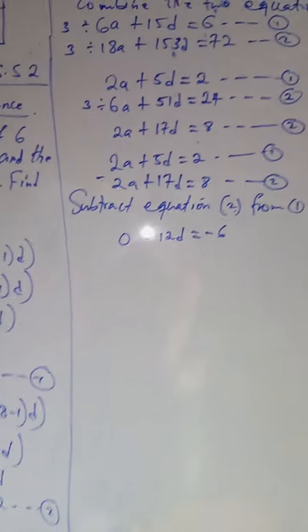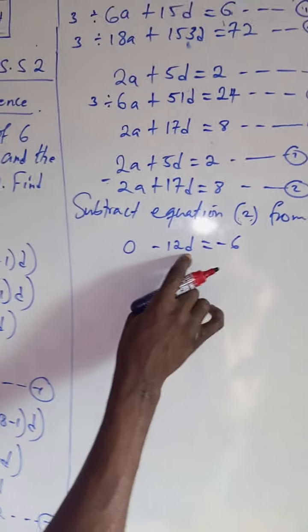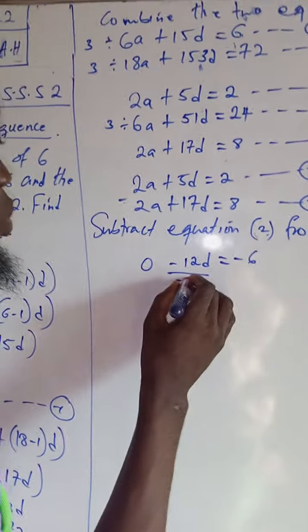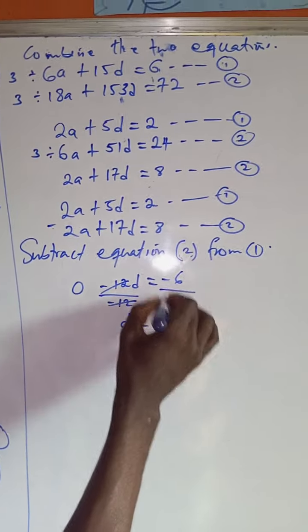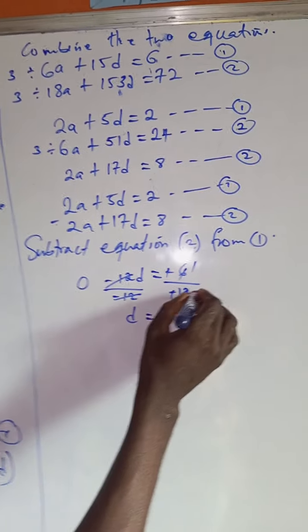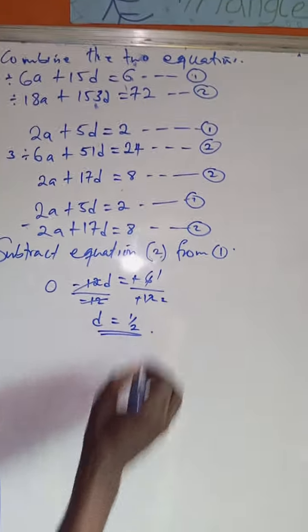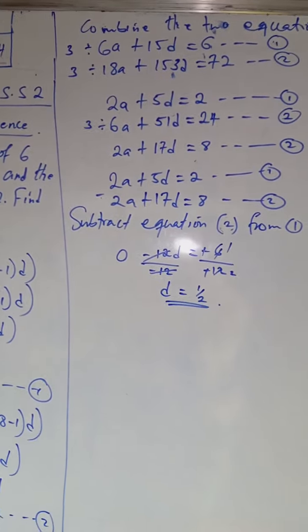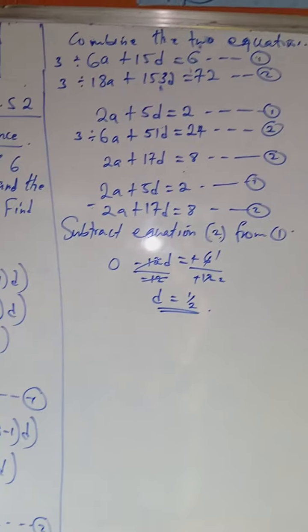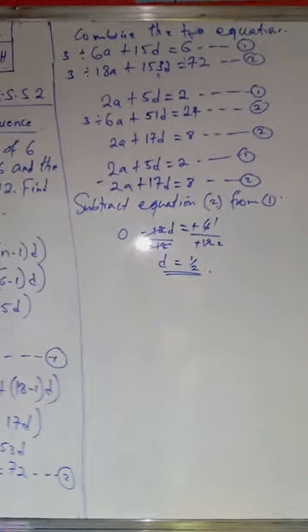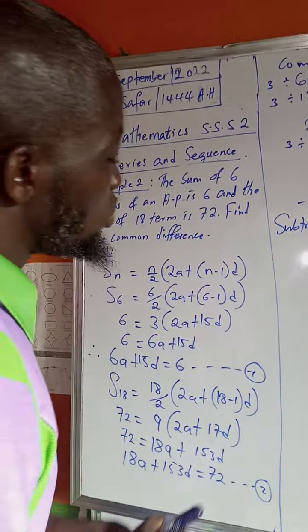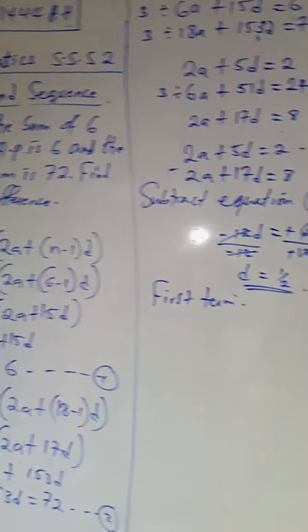So now I can divide both sides by minus 12 in order to get my common difference. Minus 12, minus 12. The minus cancels minus, 6 over 12 gives 1 over 2. So my difference is half, because they asked us to look for the common difference. Of course, if they asked us to look for the first term, we could look for it too.